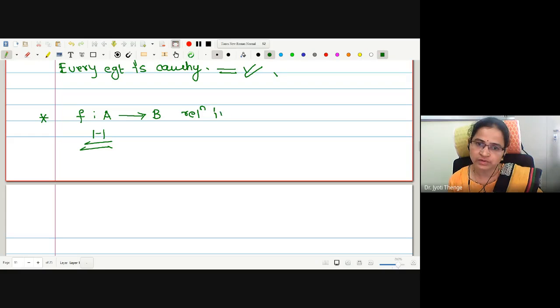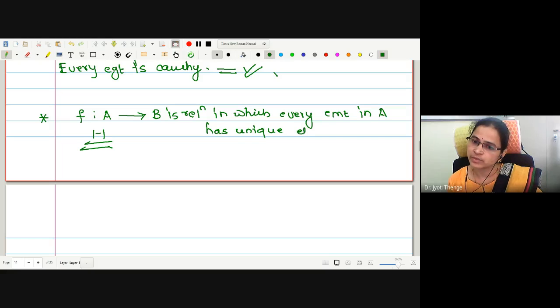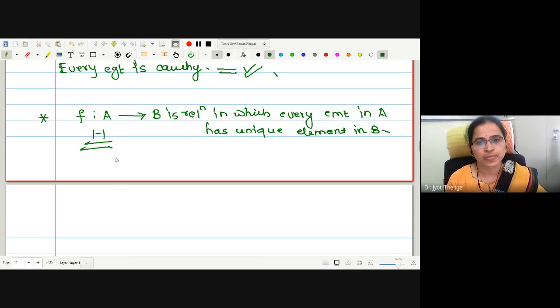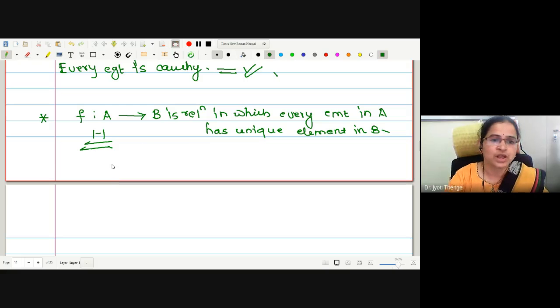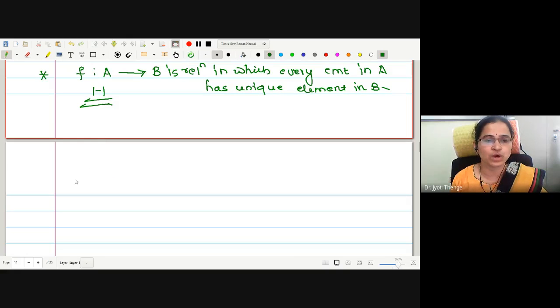No doubt, the definition of a function is: a function is a relation in which every element in A has a unique element in B. This is the definition of a function. Now we are going to say that the function is one-one.